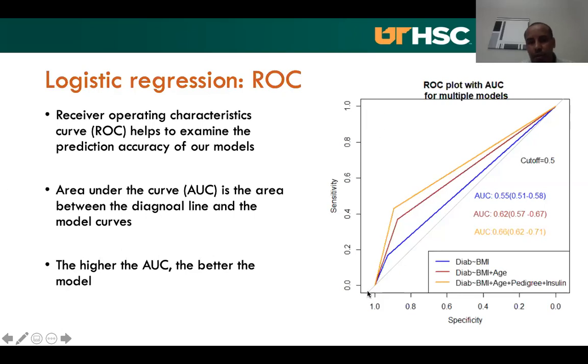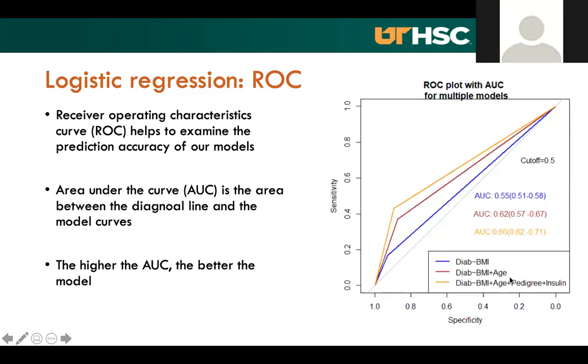So for example, if we have a model that has area under the curve here, on the ROC plot the area under the curve increases, which means the sensitivity increases as the specificity also increases, and the false positive decreases.